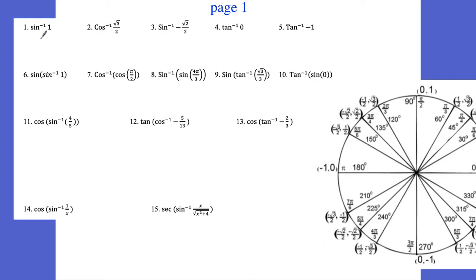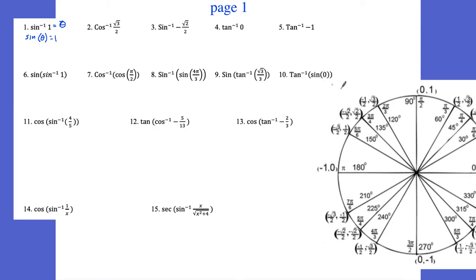Okay, starting off, this is Lesson 4.7. We are evaluating trig functions. So remember, when we are evaluating inverse sine of 1, really what we're doing is looking for the sine of what angle theta, if we want to call it theta, equals 1.